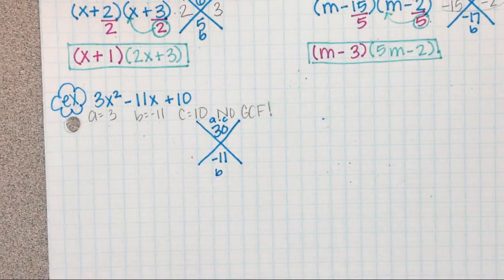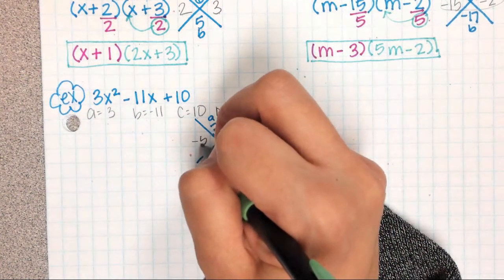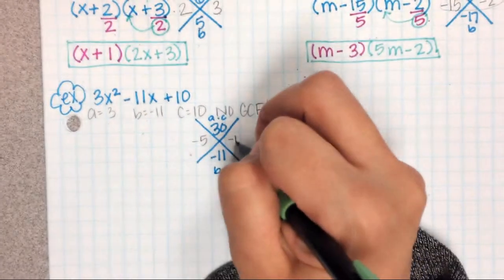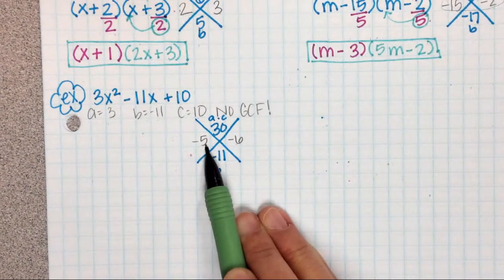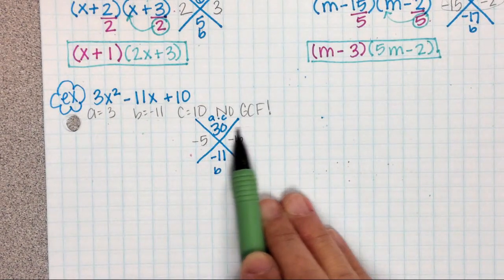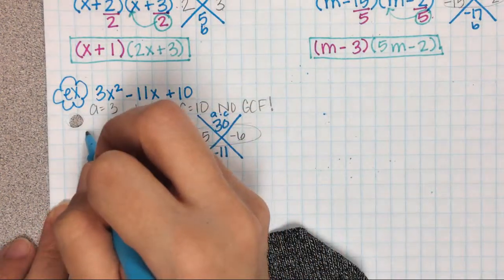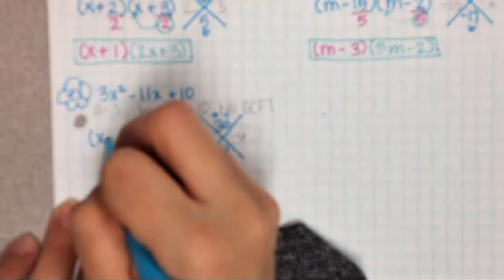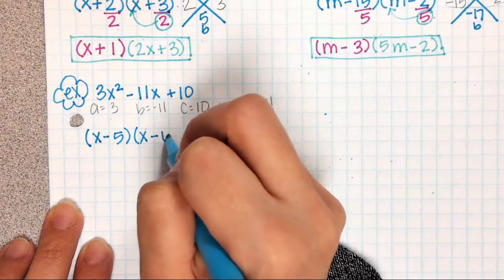Press pause at this time if you want to figure it out on your own, because the magic numbers are negative 5 and negative 6. Negative 5 times negative 6, positive 30. Negative 5 plus negative 6, negative 11. Magic numbers. Write it out. x minus 5, x minus 6.